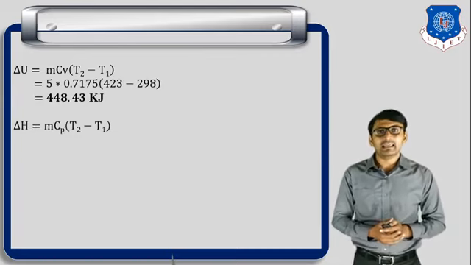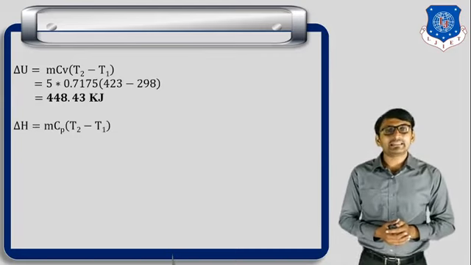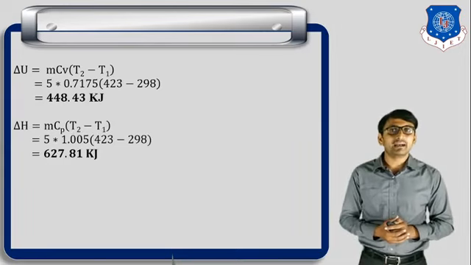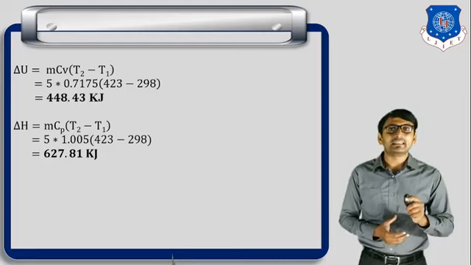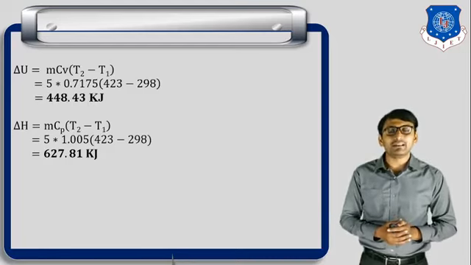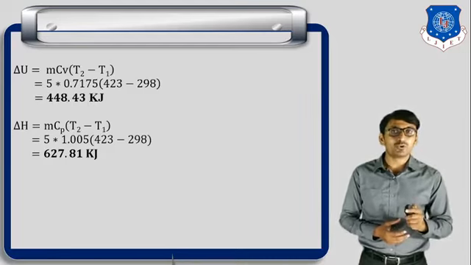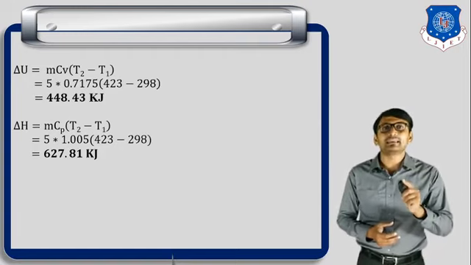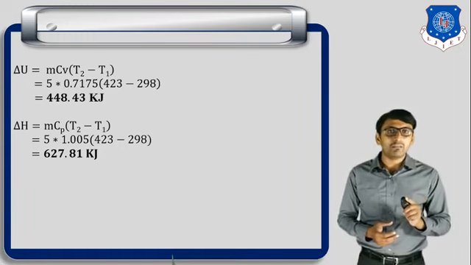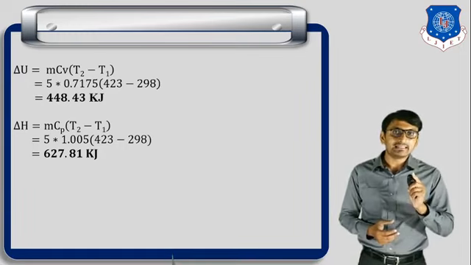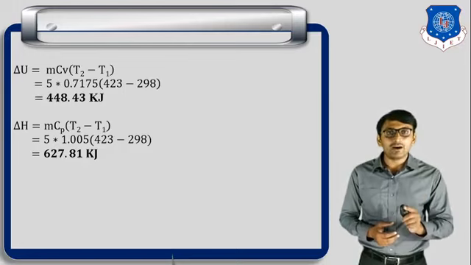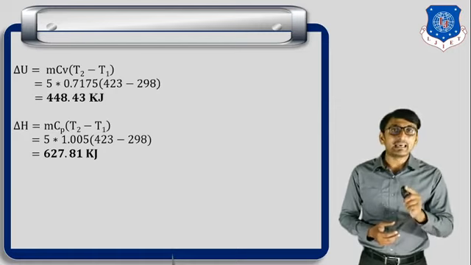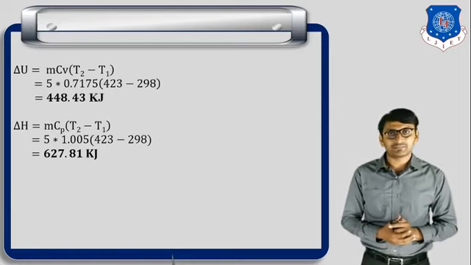Okay. Then delta H is m Cp (T2 minus T1), by putting value we get answer 627.81 kilojoule. It is also in kilojoule because Cp is in kilojoule per kg Kelvin. So this is about second example. In second example, we find out value Cp, Cv, delta U and delta H.